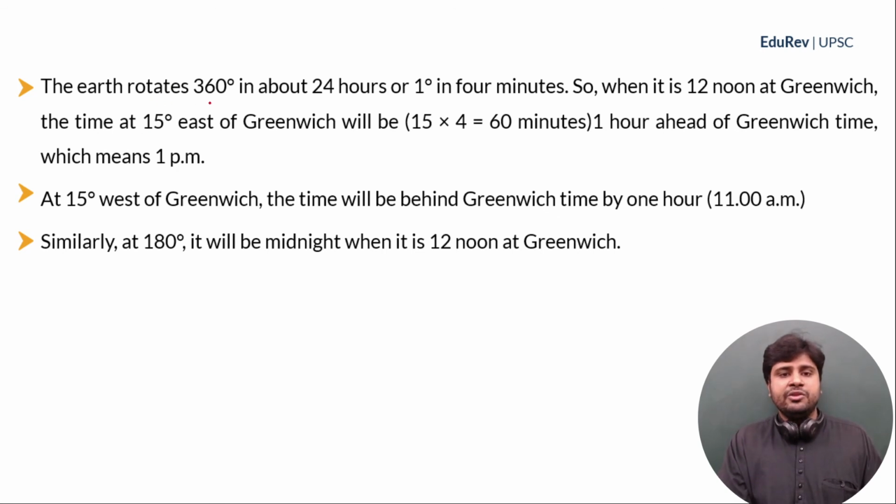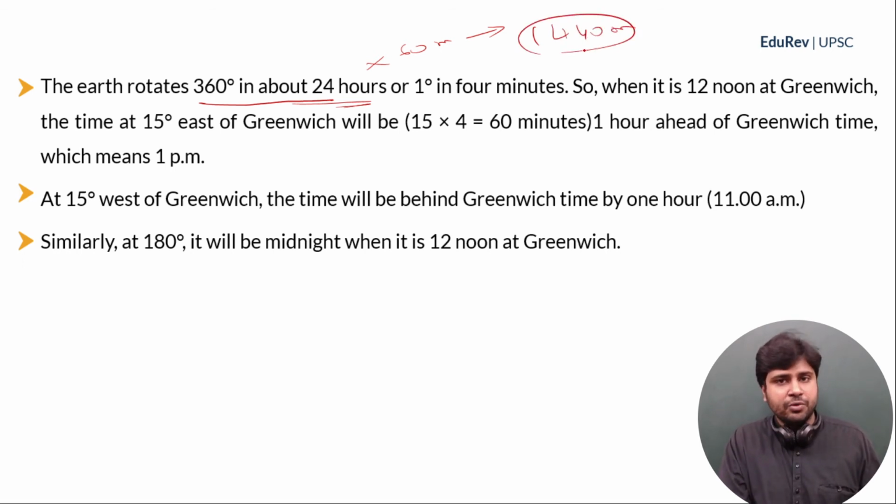Now, the Earth rotates 360 degrees in about 24 hours. If you multiply 24 hours by 60 minutes, we have around 1440 minutes in 24 hours. So divide 1440 by 360, and you get 1 degree in 4 minutes. Okay? So the Earth rotates 360 degrees in 24 hours, or 1 degree in 4 minutes. That means for every 4 minutes, the sun shifts from one degree of longitude to the next.